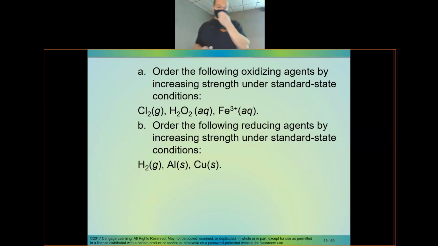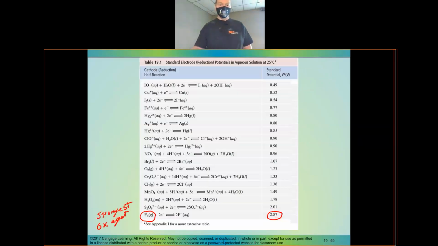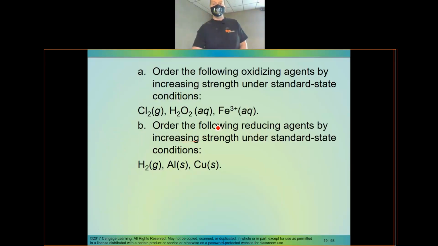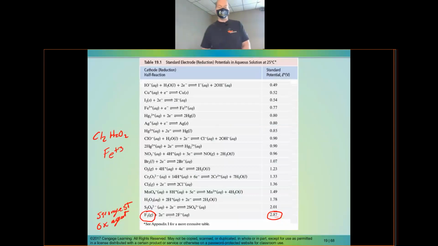All right, so they give us a list of three, and we're doing oxidizing agents, and we want to go by strength. So we have Cl2, H2O2, and Fe+3. So we have to go to the chart. And we want the strongest oxidizing agent, so the one that reduces the most spontaneously.